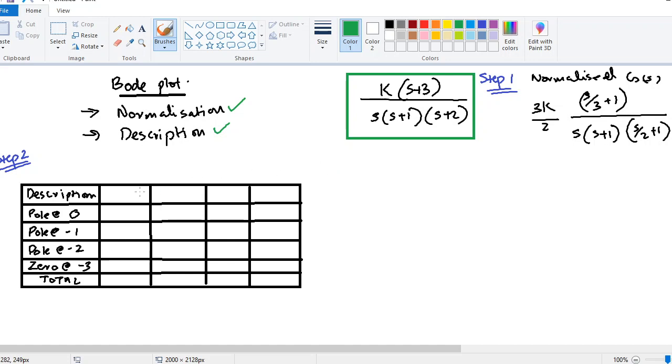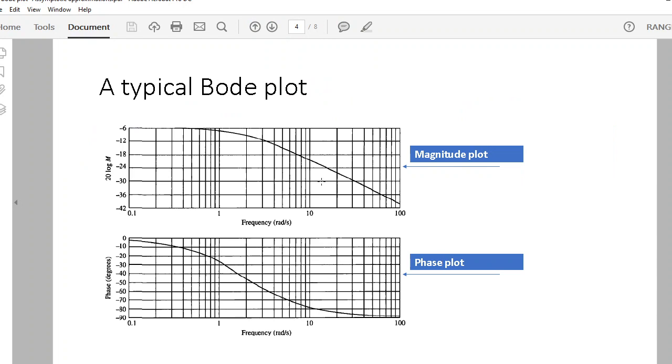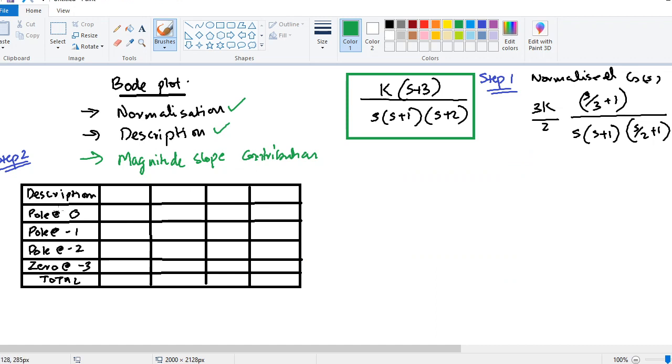Now, the step that we're going to be doing today is the magnitude slope contribution, right? So, where does this come from? Remember when we talked about the Bode plot, we said that it's a curve, right? So obviously these terms that we have put in our description, that is this pole at 0, pole at -1, pole at -2, all these need to be combined together to create a slope. So how do we determine the slope? That is what we're going to be asking ourselves today.